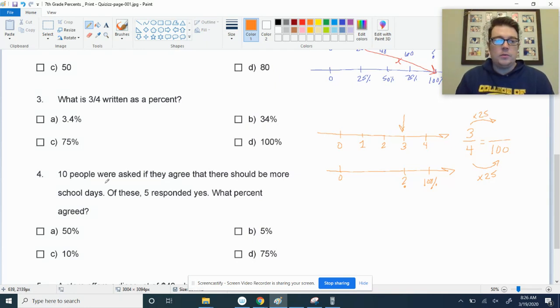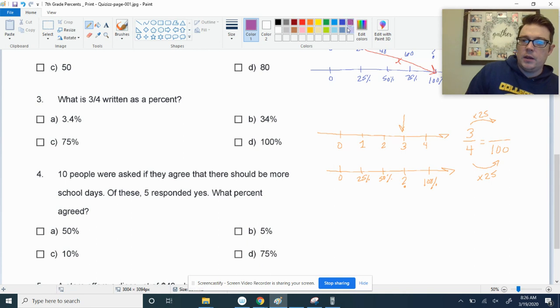And that would get you the answer of 75% that way too. So lots of different ways to think about this. You could skip count by 25s and land there like this on the double number line, or you could think of this proportion that I set up over here. All right, and the last one for this page.